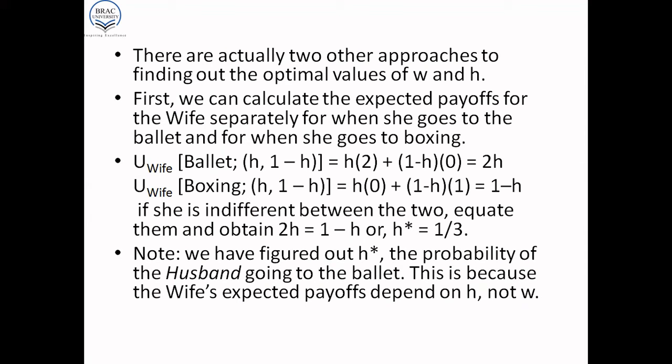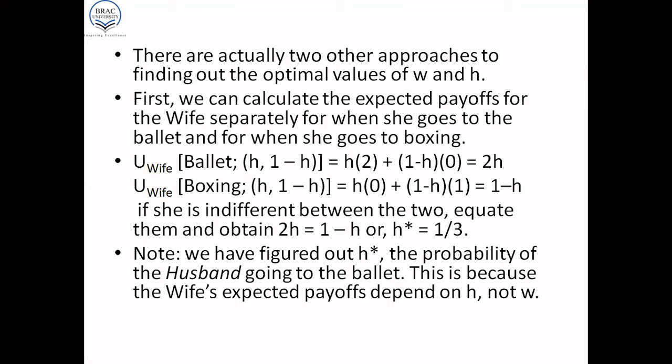Now, we figured out the values of H and W by calculating the expected value of the husband and the wife given both their probability sets. There are actually two other approaches to finding out the optimal values of W and H.